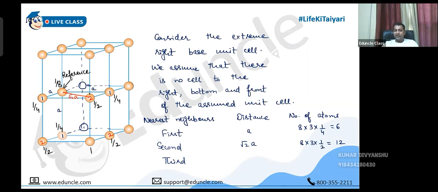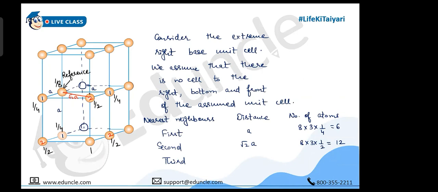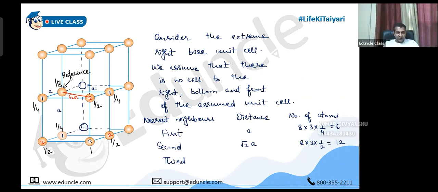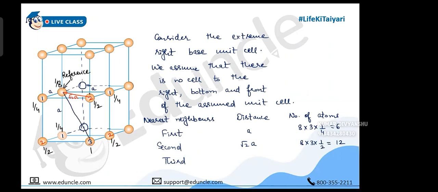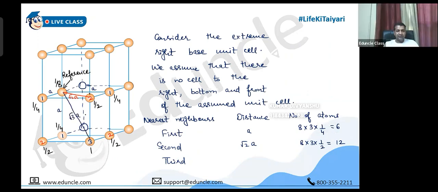Now what about the third nearest neighbors? Diagonal of the cube. We are left with only one atom, and that is at the body diagonal. This one. And what is this distance? Can anyone tell me? Root 3a. So it means it will be root 3a. And this is having contribution 1. So it will be like 8 into 1 into 1, 8.